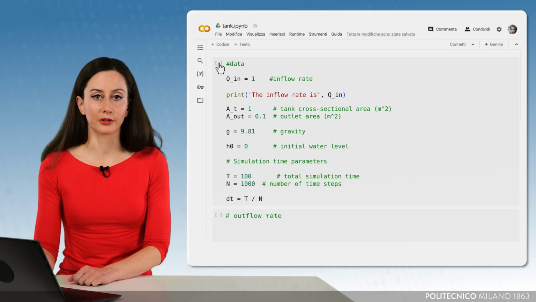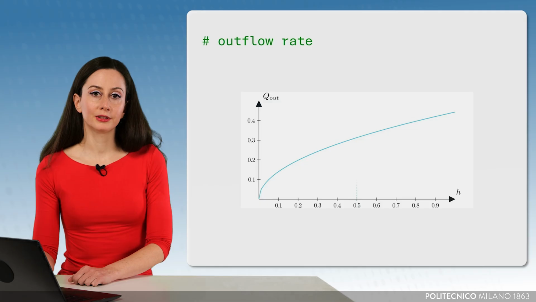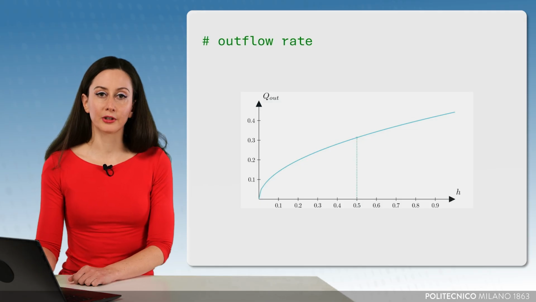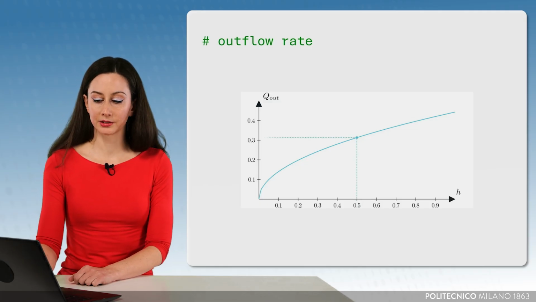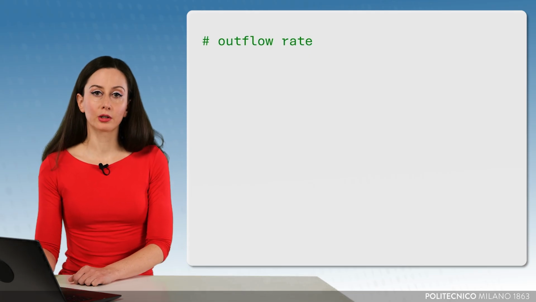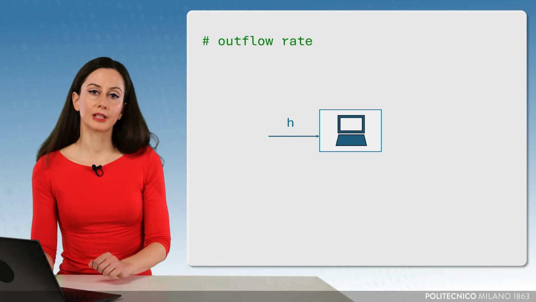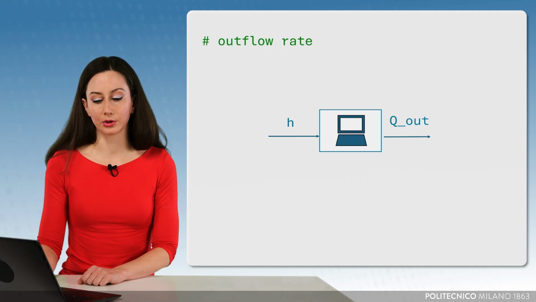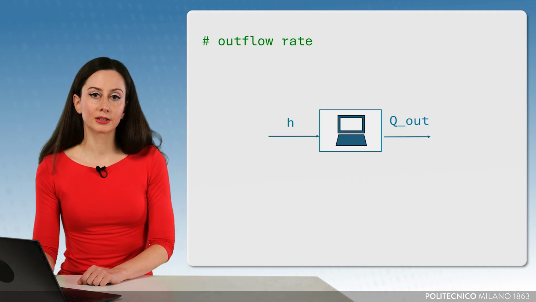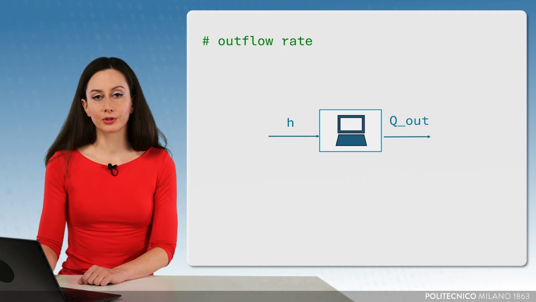And now we have to define the outflow rate. Do you remember that the outflow rate Qout is a function of the water level H? What we need is a block of code that can take H as an input, process it, and return the output Qout. This black box is a function, so something that can take inputs and produces output.